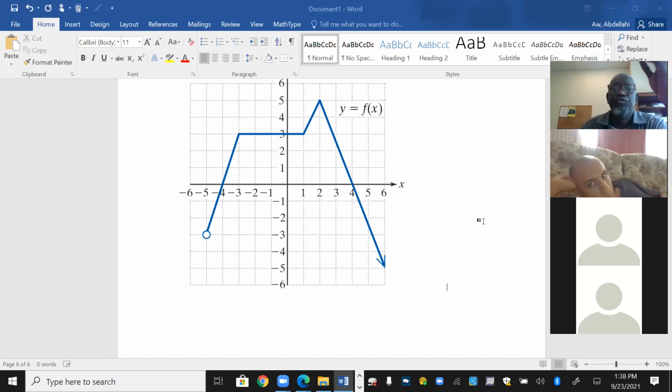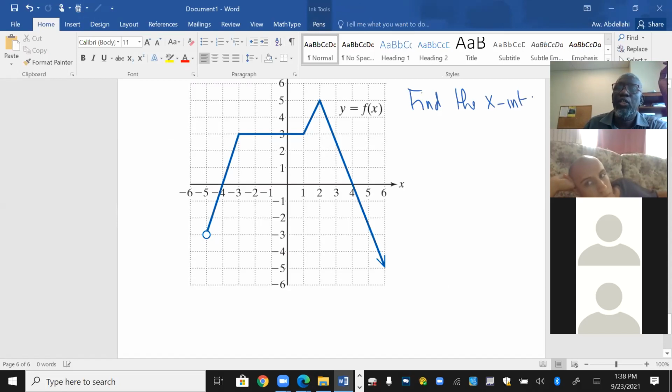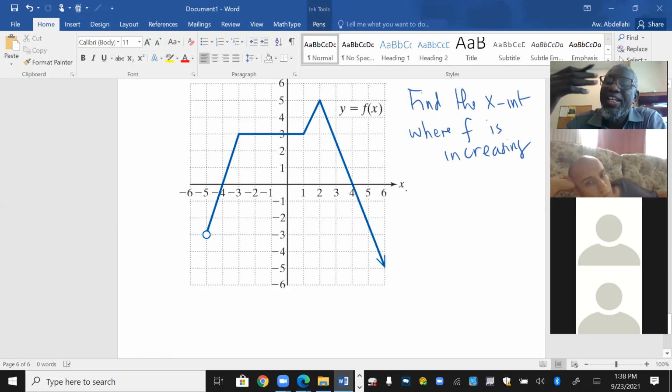So what you're going to see on the test, for instance, is: find the x intervals where f is increasing, for instance, right? Okay, this is what you're going to see. What are the x intervals where f is increasing, which means where the graph is going up? We all see clearly the graph is going up from here to here, right? We all see that. It was the first time the graph is going up.